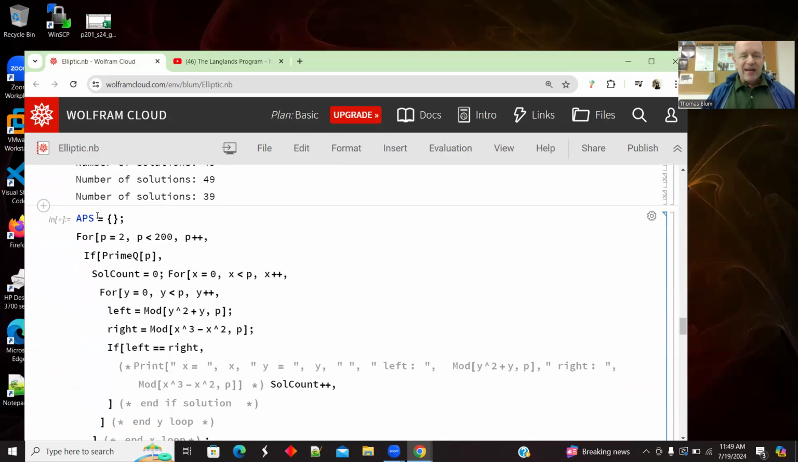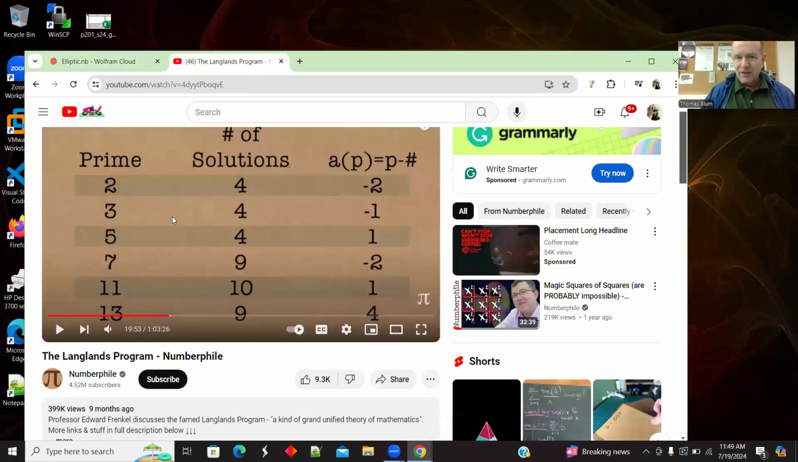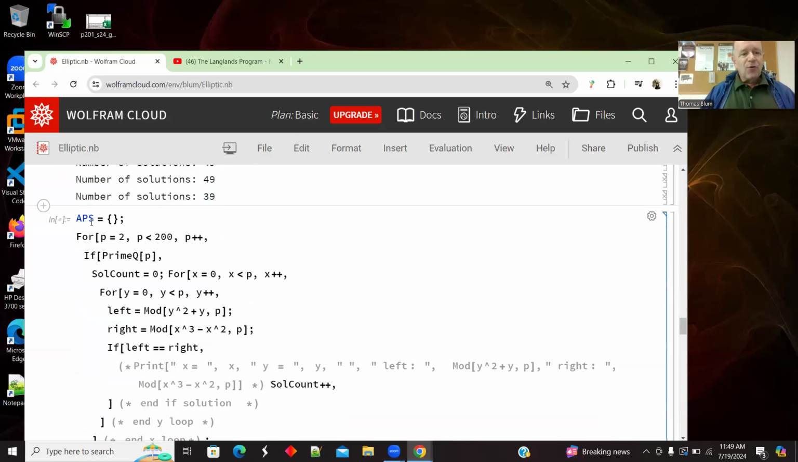I'm going to make a list in Mathematica of the primes. So he had that table. So I am making sort of a list like this. And I called it APS, the APs, whatever. So he had A of P, I called it AP, and then there were more than one of them, so I called it APS. Okay, so I'm starting off just with an empty list. Here's my loop over P's. I'm going up to 200. I'm asking if it's prime.